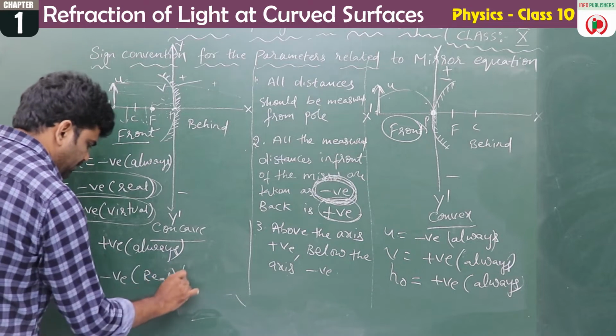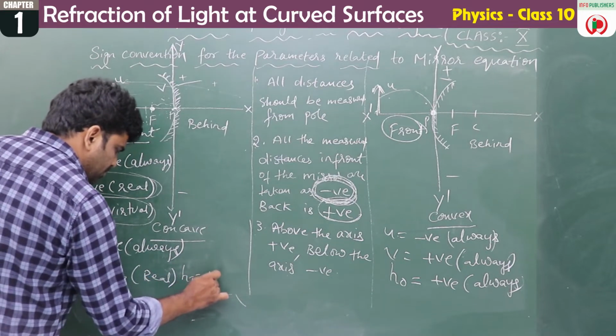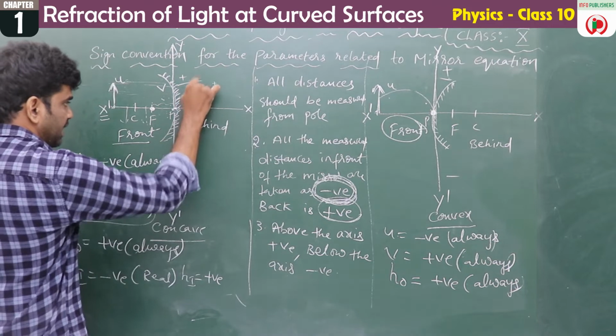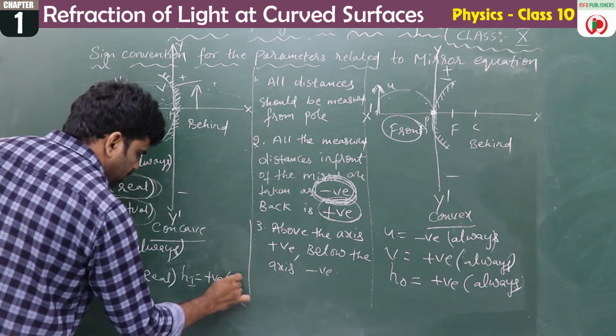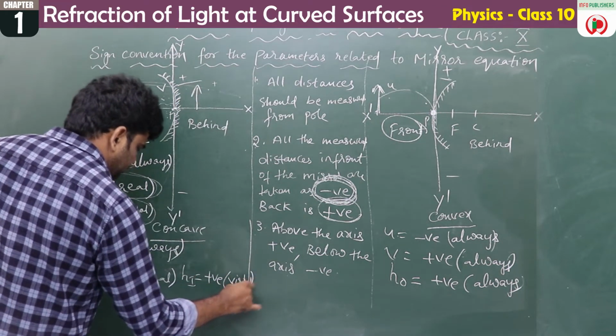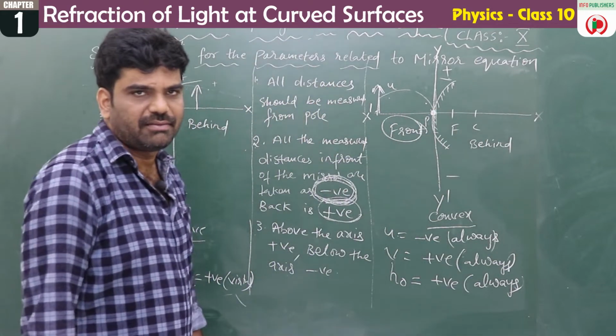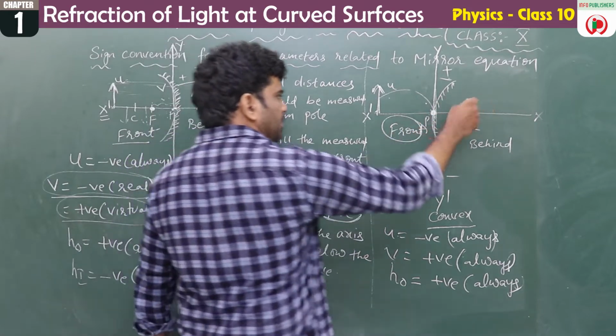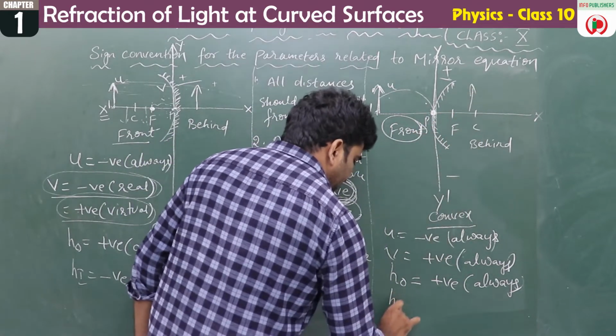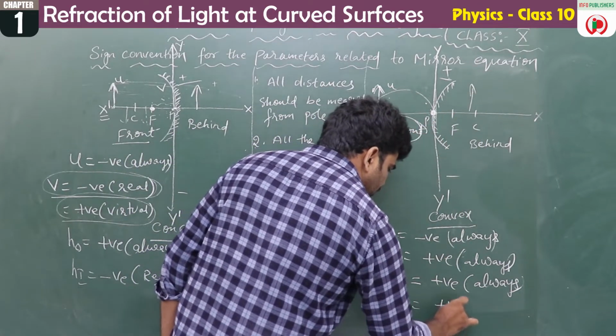And height of the image is positive for virtual image. Positive means like this it will go. That is virtual. And in this case, anyway, all the images are virtual only, so that is behind the mirror. It goes up. So h_i is positive always.